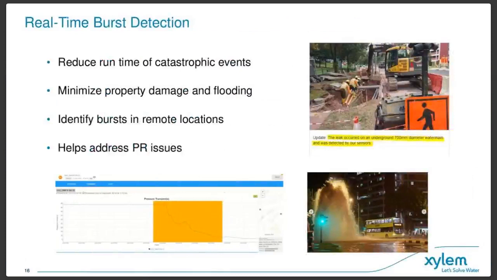So why do real-time burst detection? The idea is to reduce the runtime of catastrophic events, minimize the potential for damage, and also maintain the image. It helps understanding and proactively responding to events as soon as they happen, rather than learning about it when the event surfaces. So any time that can be saved detecting and responding to an event before it has surfaced is incredibly valuable.